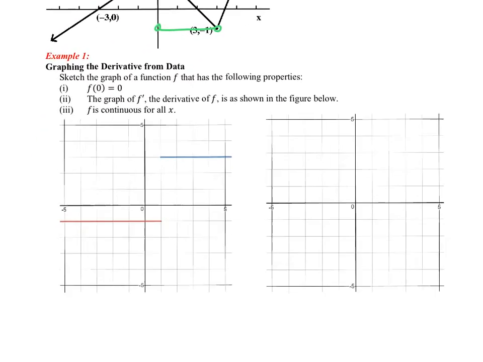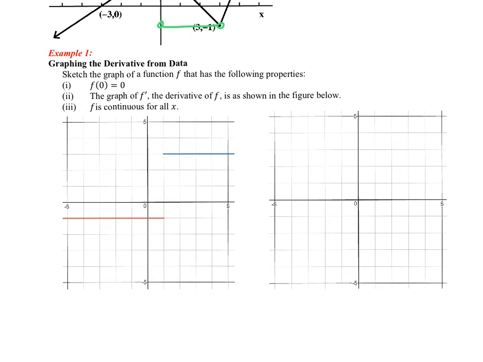Okay, let's look at example 1. We're going to graph the derivative from some data. Actually, we're going to graph the function. So we're going to sketch the graph of f of x that has the following properties. First of all, f of 0 equals 0. So let's check this off. F of 0 equals 0.